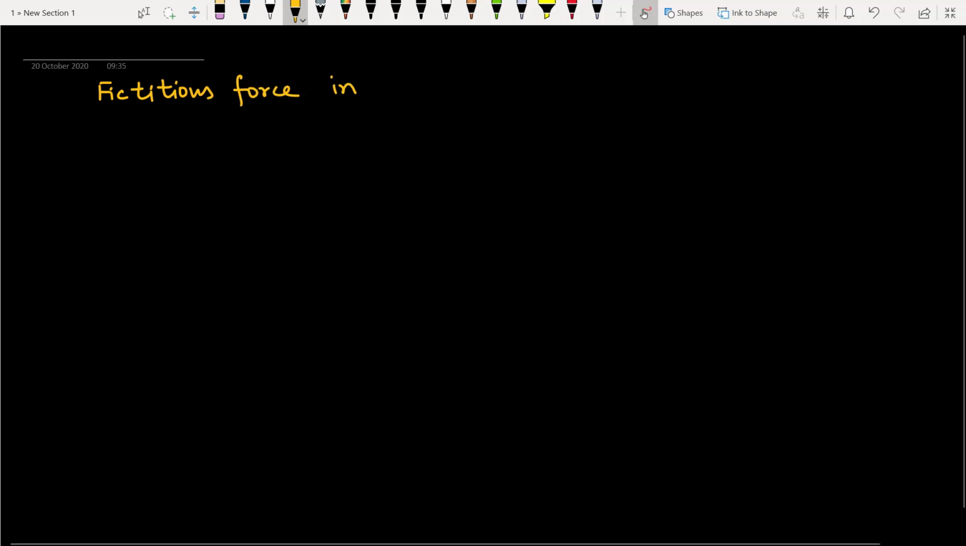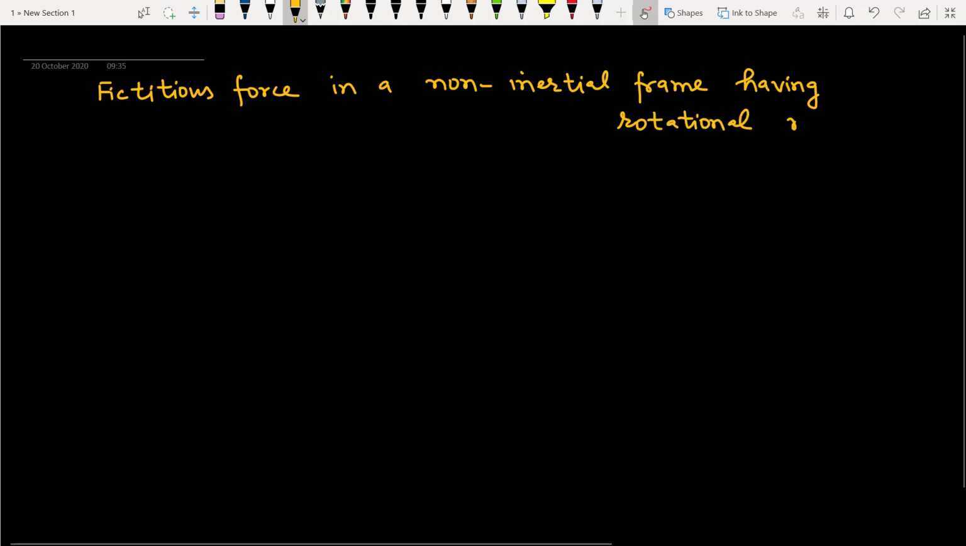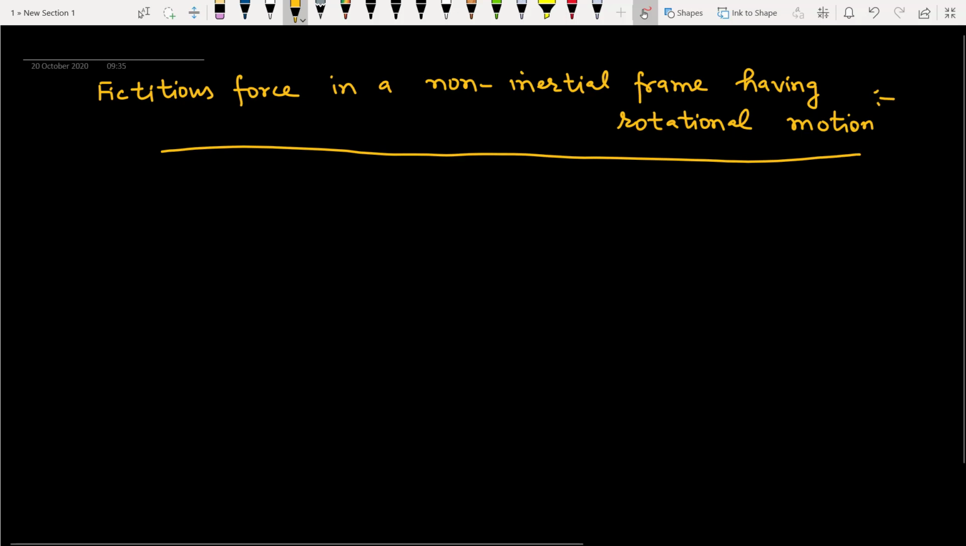in a non-inertial frame which is in rotational motion. Rotational motion is also an accelerated motion. So a frame of reference which is in rotational motion is in acceleration. So pseudo force will be there. So we will try to derive the expression for the pseudo force.